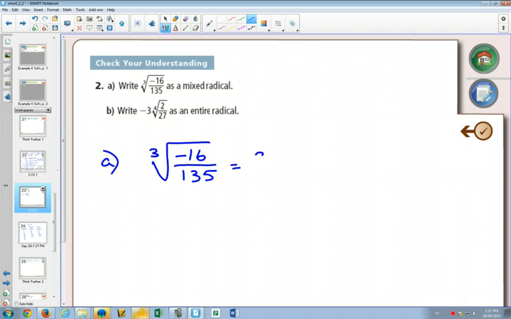Well, 16 is the same as 8 times 2. And 8 is one of our perfect cubes. So we're going to write that. It's going to be negative 8 times 2. 135, it doesn't divide by 8. Does it divide by 27? Yes, it does. 135 is 27 times 5.